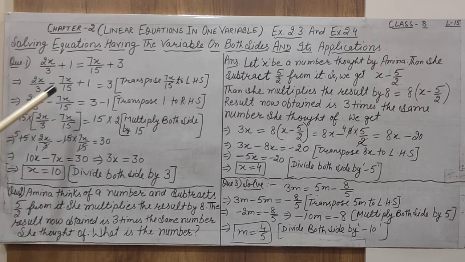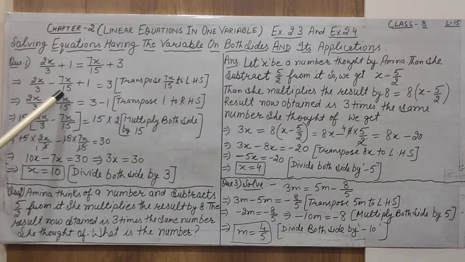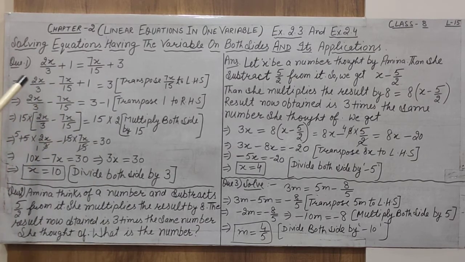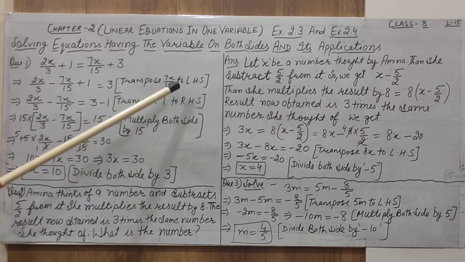Now why do we transpose 7x by 15 to the left hand side? Because we want to give one side completely to the variable. That is, we want to combine all the variables on one side and constants on the other side. You can select any side, either the left hand side or the right hand side. In this step, I have just transposed 7x by 15 to the left hand side.